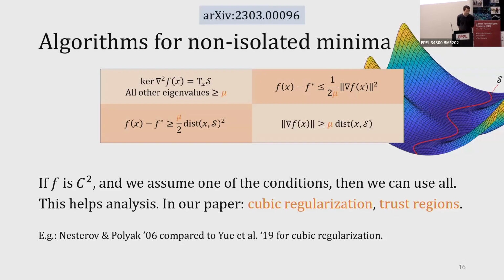Because like the growth condition, for example, we know even for non-convex optimization is a necessary and sufficient condition for SGD to converge linearly with constant step size. So I'm really interested in the geometry of this and how we can use it in stochastic optimization, actually.